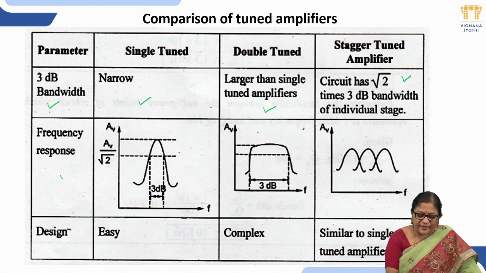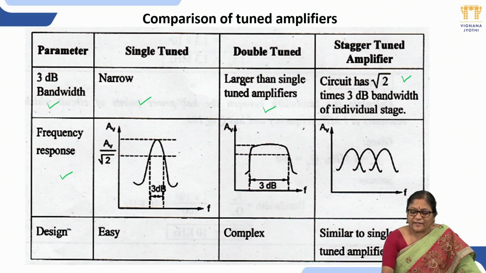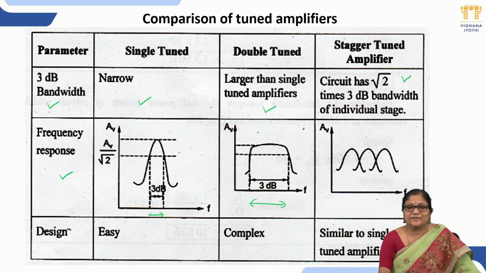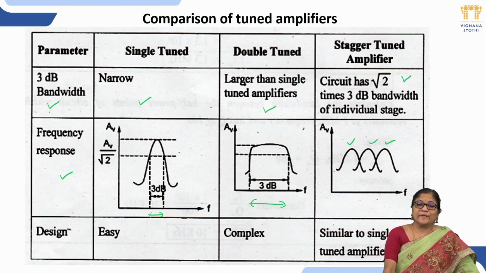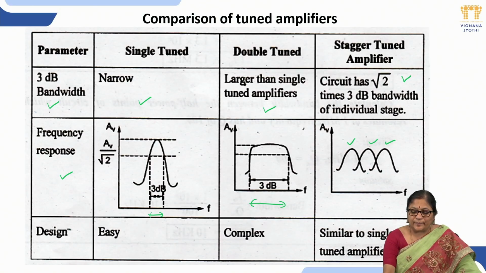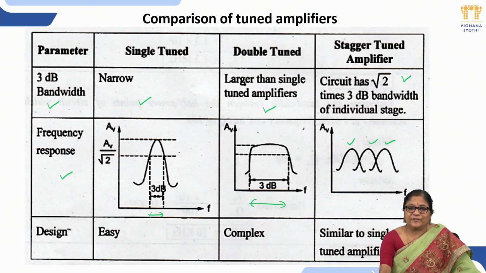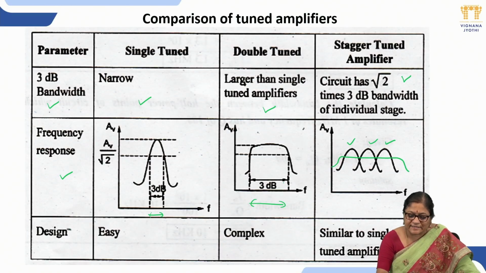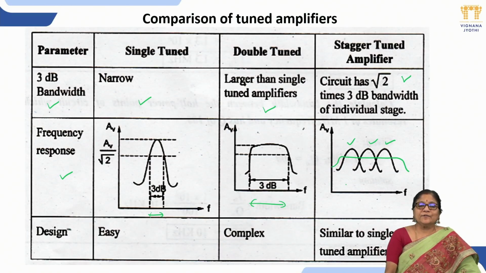And if you see the frequency response, it will be like a single one. Here it is broad for double tuned, and it is narrow for single tuned. And if you look at 3 stages, if all the frequencies are the same, it becomes synchronous. If individual frequencies are not the same, then it becomes stagger tuned. So based on this, it is going to differ. Now it is a stagger tuned, so the overall frequency response will be like this. It is still greater than your double tuned bandwidth.